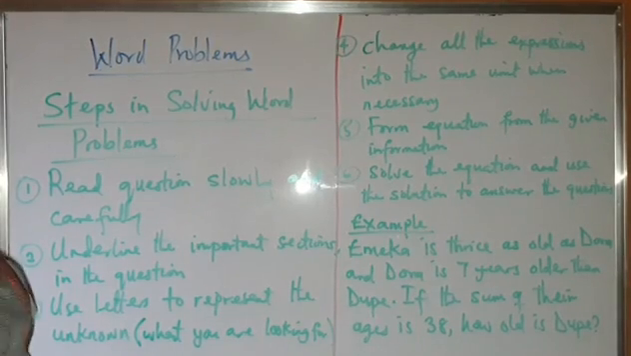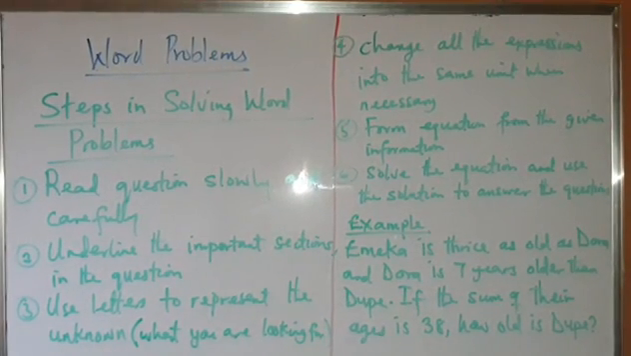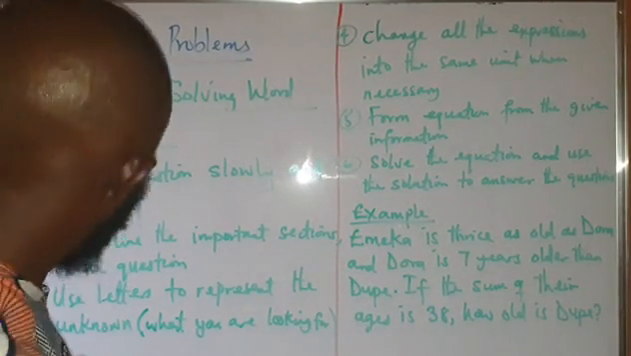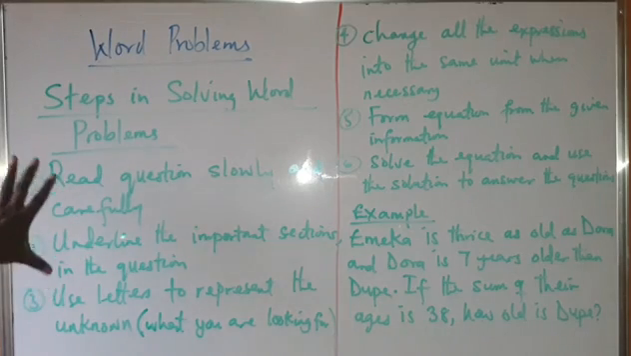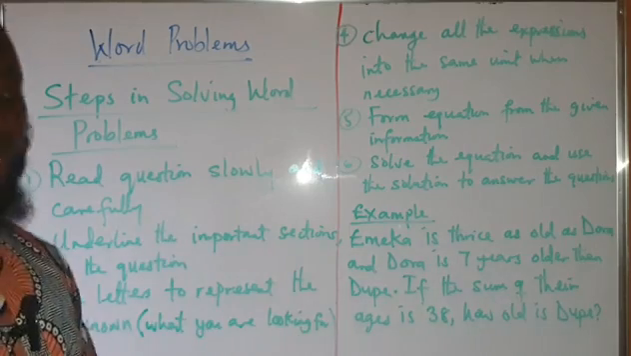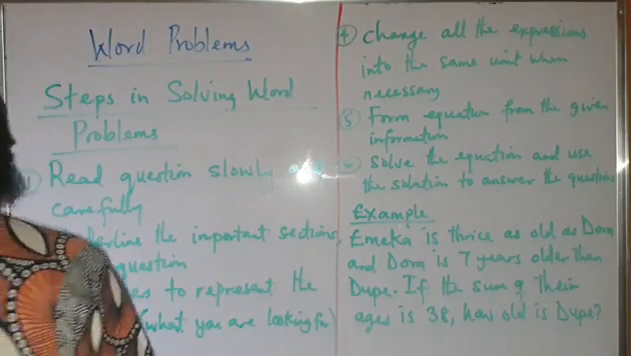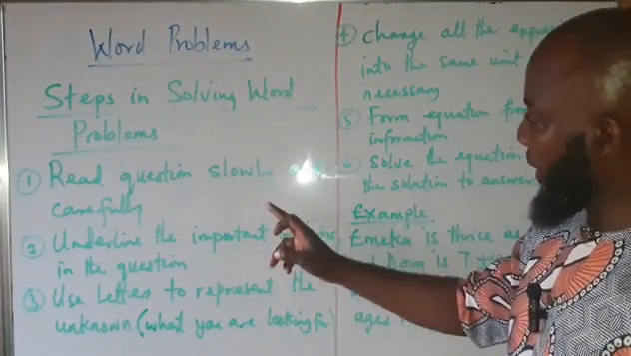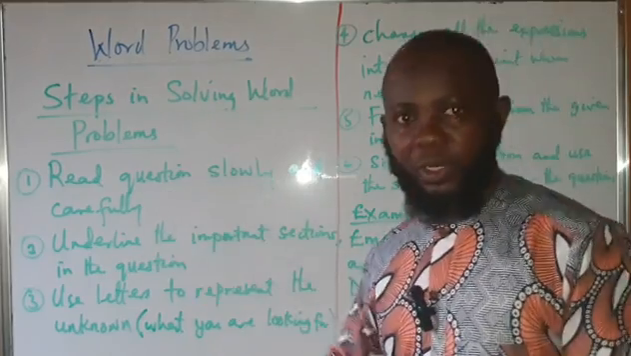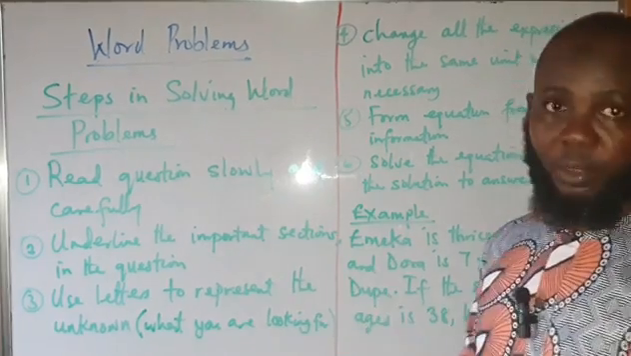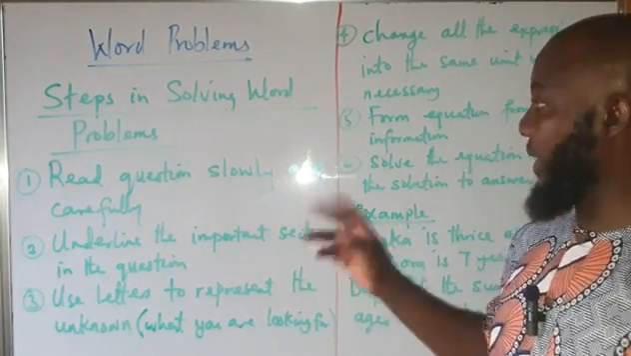So here we want to look at the steps involved in solving word problems. I will use examples to explain each of these steps one by one. The first one is: read the question slowly and carefully. Very important. You don't have to rush when you are reading word problems. So you have to read it slowly and carefully.